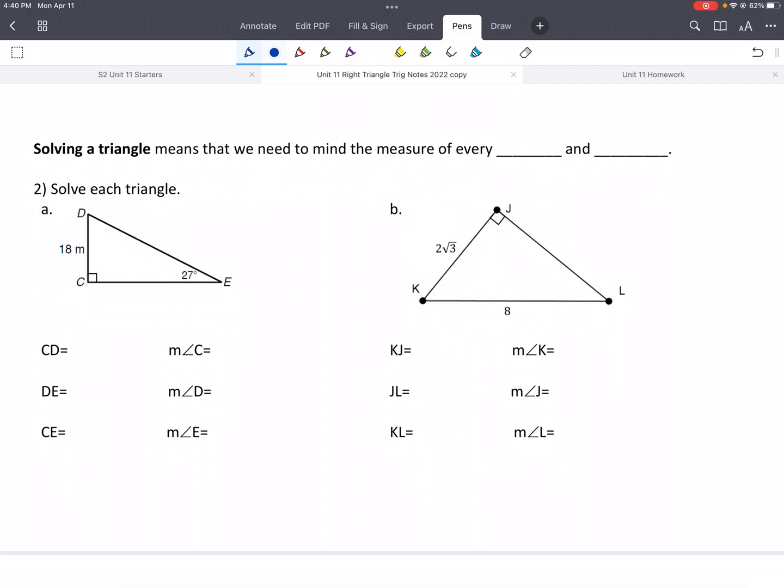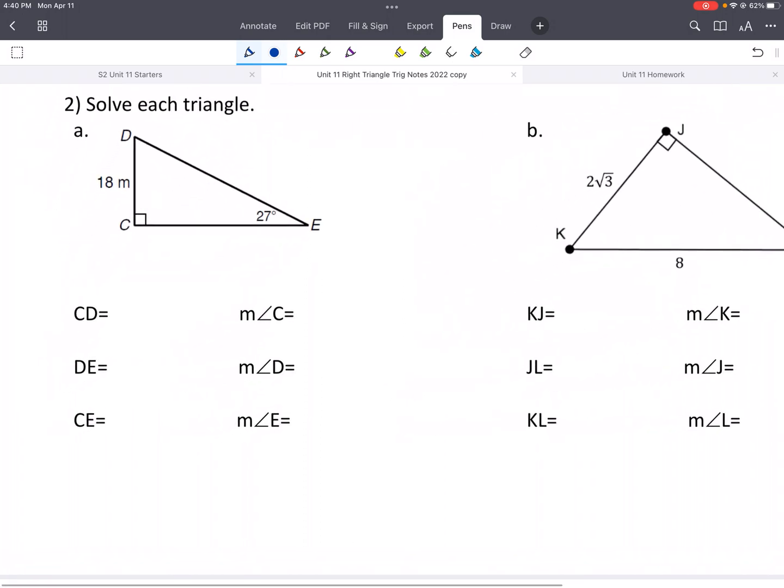All right, so solving a triangle. That means that you need to find the measure of every side and angle. Nice thing is that they'll give you half of it already. So here is an example. We already give CD. So CD is 18. We know that angle E is 27, and we also know that angle C is 90 degrees. So now we just need to find the other information.